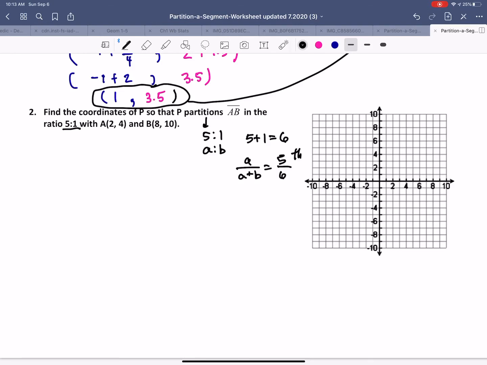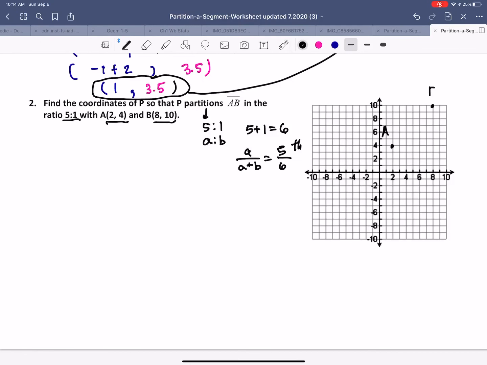All right, so let's plot this. 2, 4, and 8, 10. Beautiful. Now using a straight edge, that's the journey we want to go. So just kind of doing a little planning. I want to cut this in 6 equal pieces, and I want to go 5/6 of the way there. So I'm anticipating it's somewhere right about here. If you're pretty precise in your drawing, you could probably guess that location, but let's use the exact formula to be sure.